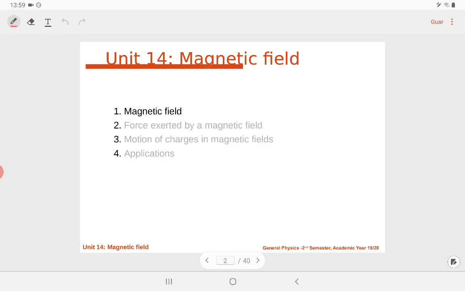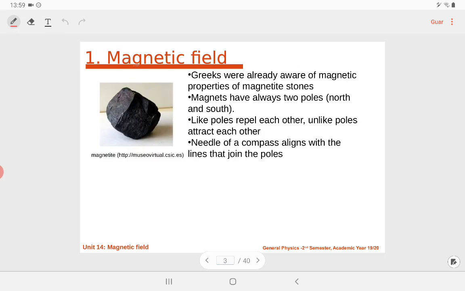So to begin this unit, I'm going to make this introduction into the magnetic field, just telling you that magnetism was already known by the Greeks, who realized that there was a stone called magnetite that had strange properties, magnetic properties. And from the name of this stone, magnetite, we have the derivation of magnetism or magnetic.